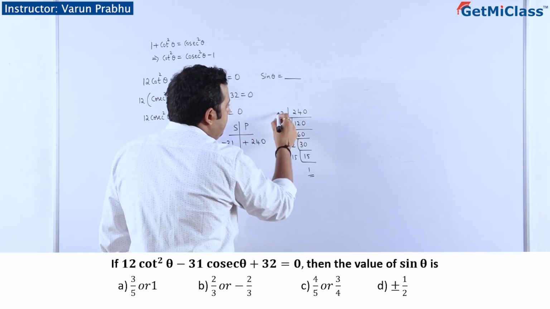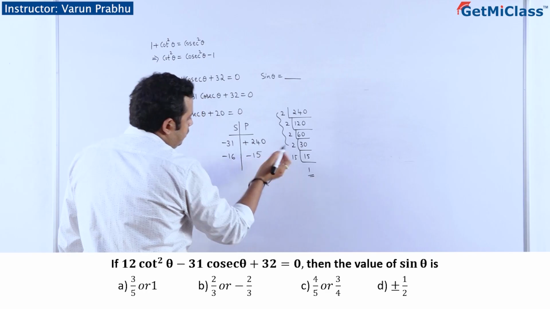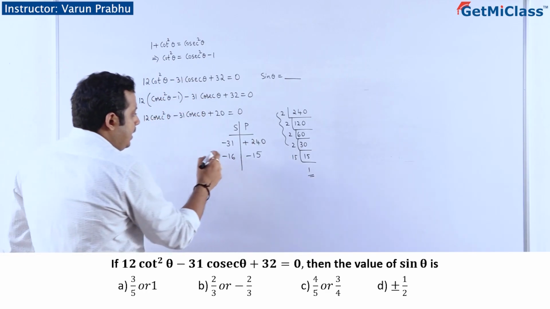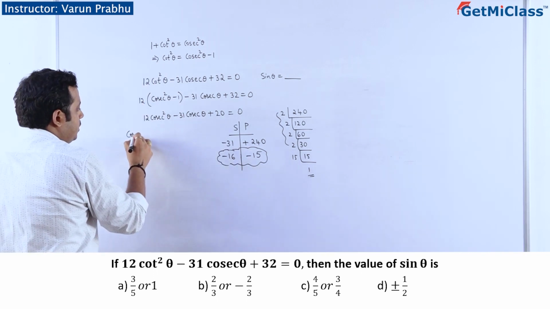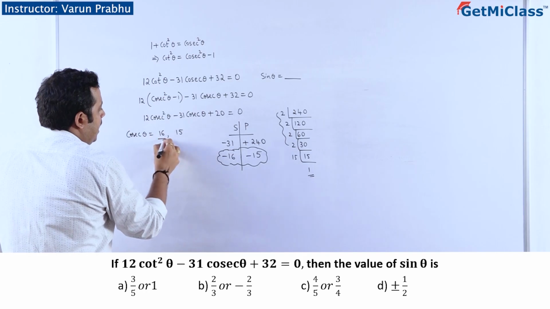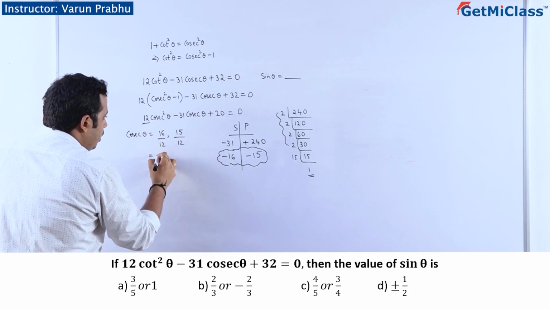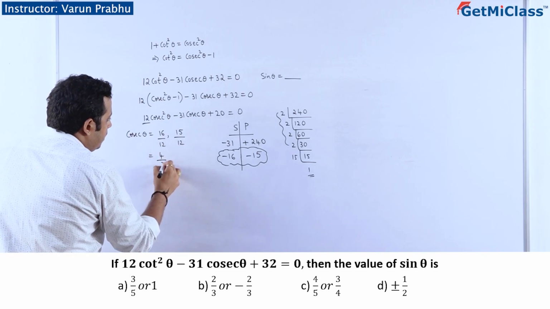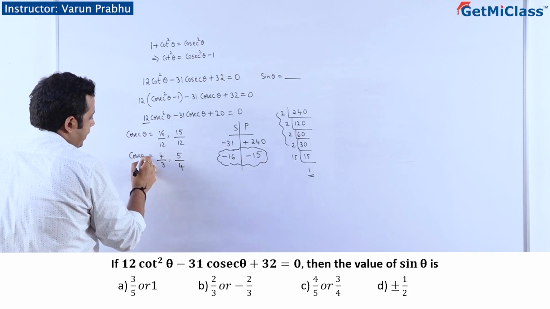So this is 1. See, basically it is minus 16 and minus 15. This will be the answer. Directly, now we have ended up with the answer. So I've told you this shortcut so many times. So the value of cosecant theta is: invert the sign of factors and divide by the coefficient of the highest degree term. So your answer will be 4 by 3 or 5 divided by 4. This is the value of cosecant theta.